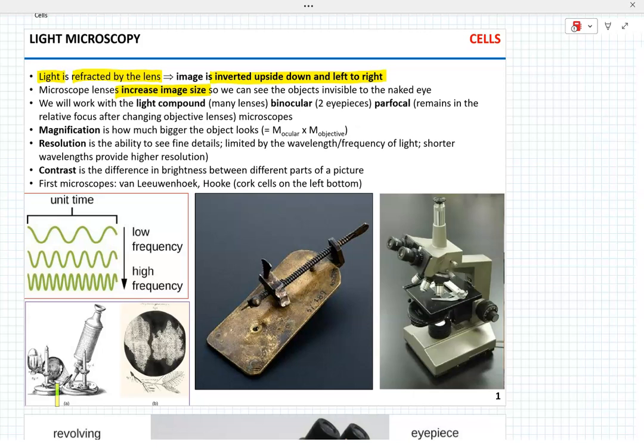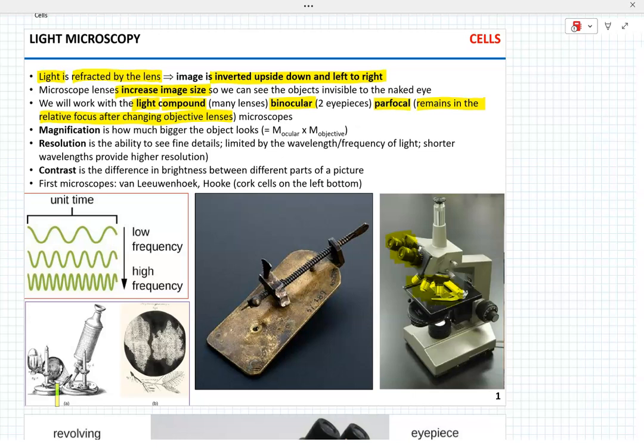The microscope that we're going to work with in the class is called light because it uses light, compound because it has many objective lenses, binocular because it has two eyepieces, parfocal, meaning that it remains in the relative focus when the objective lenses are changed.